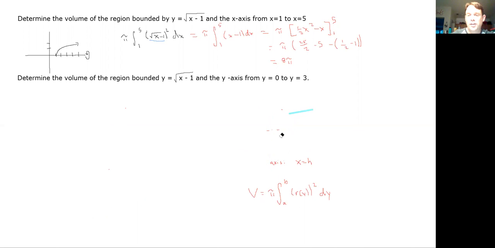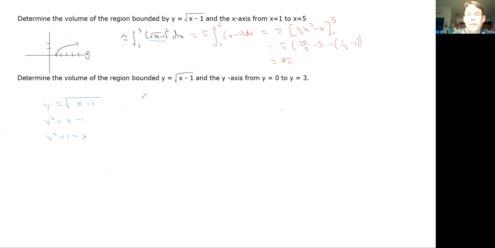All righty, friends. Let's see how you did. To begin with, notice I have y equals the square root of x minus 1. But if I'm going to rotate around the y-axis, I'm going to have to change my function and make it in terms of x. So I'm going to have to solve this for x: y squared plus 1 equals x.